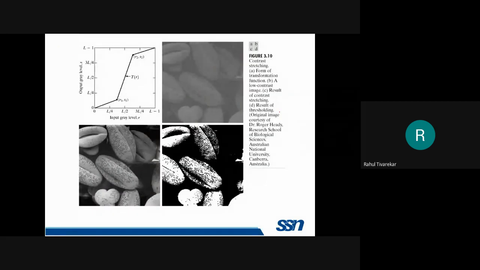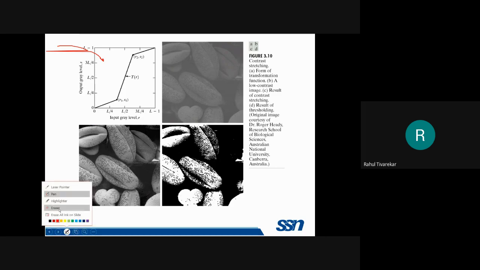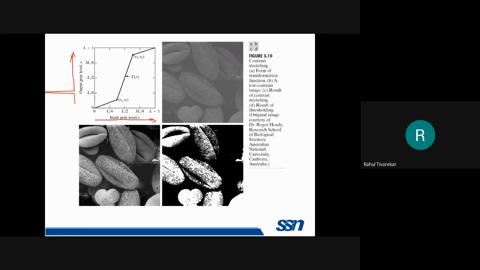So I will explain that with the help of this example. Just concentrate on the graph on the top left side, the very first graph, which shows the transformation from the input image to the output image. This side indicates the input intensity levels, and this indicates the output intensity levels. R and S, as you can see: R is the input intensity, S is the output intensity. And this is the graph which shows how the contrast stretching function is operated.